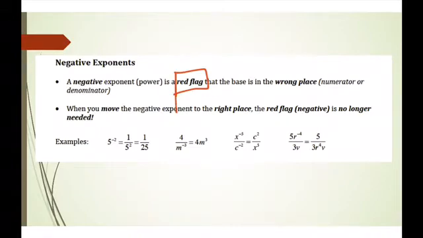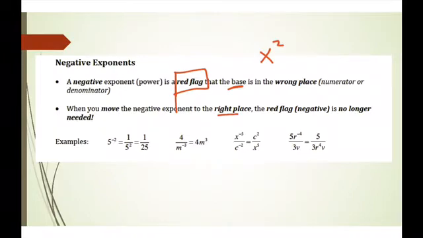And that tells us that the base is in the wrong place. Remember, the base is like if you have x to the second, the base is the x. If it's in the numerator, it should be in the denominator and vice versa. When you move the negative exponent to the right place, then the red flag goes away.